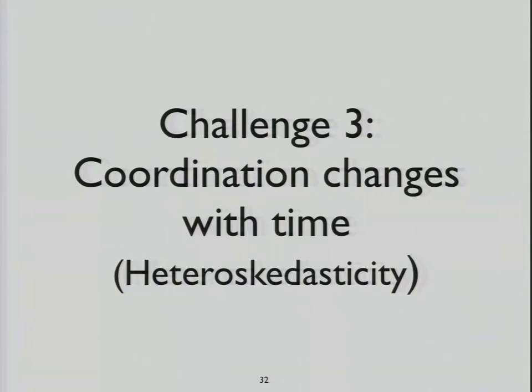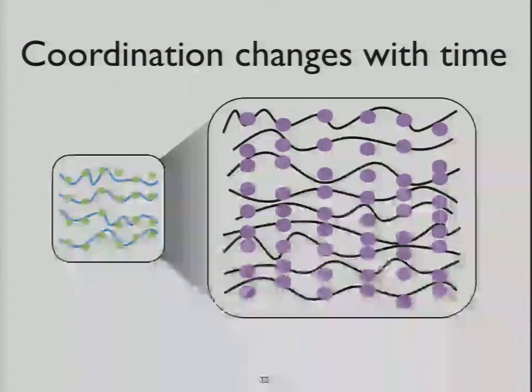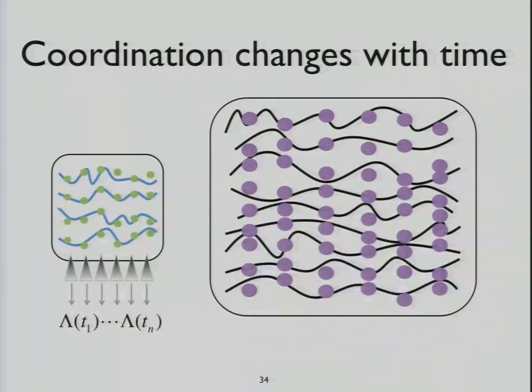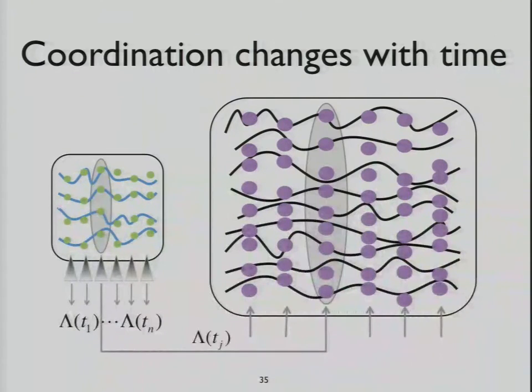The third challenge is that the coordination changes with time. That is, the model is heteroscedastic. So instead of having one loading matrix that projects the data from the lower dimension up to the full dimension consistently across time, what we need is a factor loading matrix that is itself a function of time, that changes as time marches along. At each point in time, we'll have a different factor loading matrix to project the lower dimensional processes up into the full dimensional space of the MEG data.